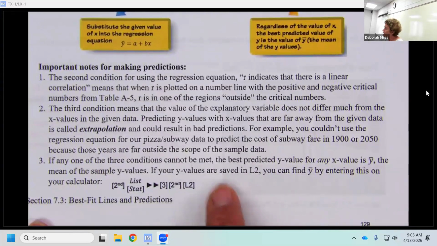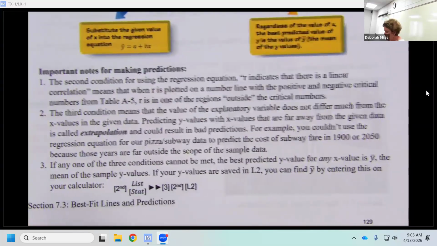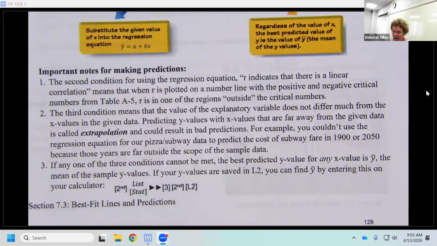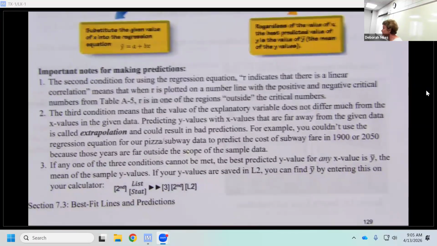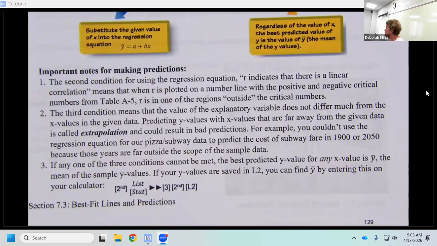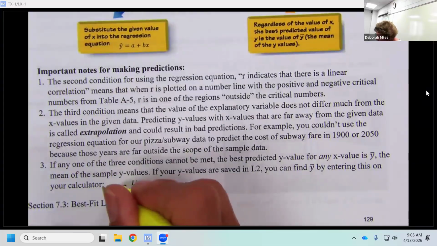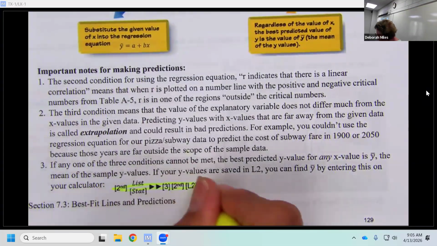If your Ys are saved in list 2, then you can find the mean of the Ys. You could use one variable stats, since we're already familiar with that. Just make sure that you pick the mean, that you enter list 2 instead of list 1. You want the mean of the Ys, not the mean of the X's. This is a different way to get the mean of the Ys.